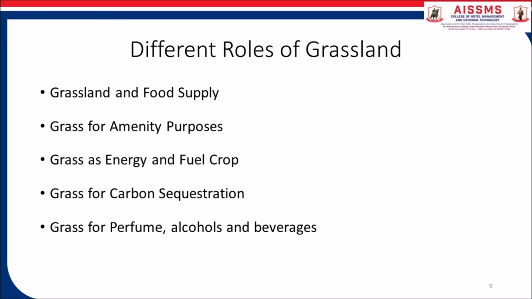Now let us understand the different roles of grassland. What roles they provide to the ecosystem as well. First one is grassland and the food supply. Second, grass for amenity purposes. Third, grass as an energy and fuel crop. Fourth, grass as carbon sequestration. And fifth, grass for perfume, alcohol and beverages. Let us understand these roles in detail.